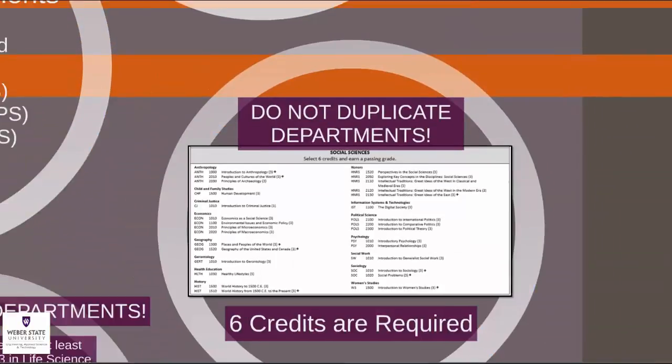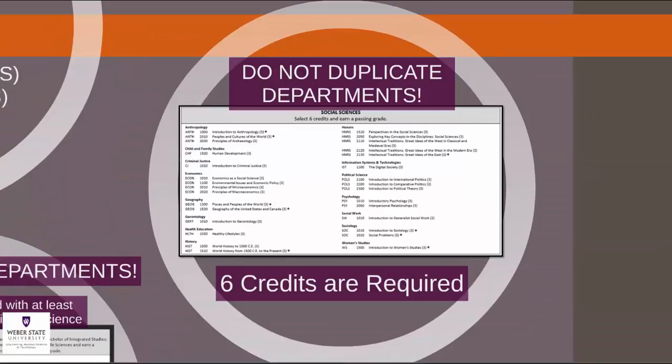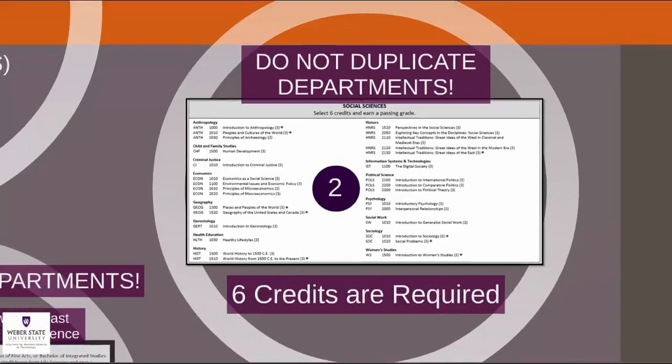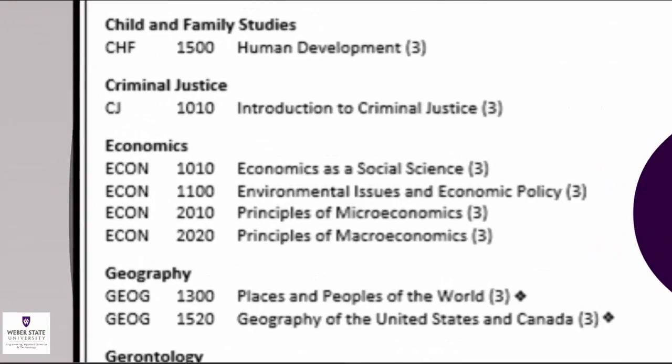The next portion of your breadth requirements is the social sciences, found on page 3 of the general education requirement sheet. In this area, you will need to complete 6 credit hours. You will take 2 courses. Please note that mechanical engineering technology majors are required to take Econ 1010, which will fulfill 3 credits of your social science requirement.